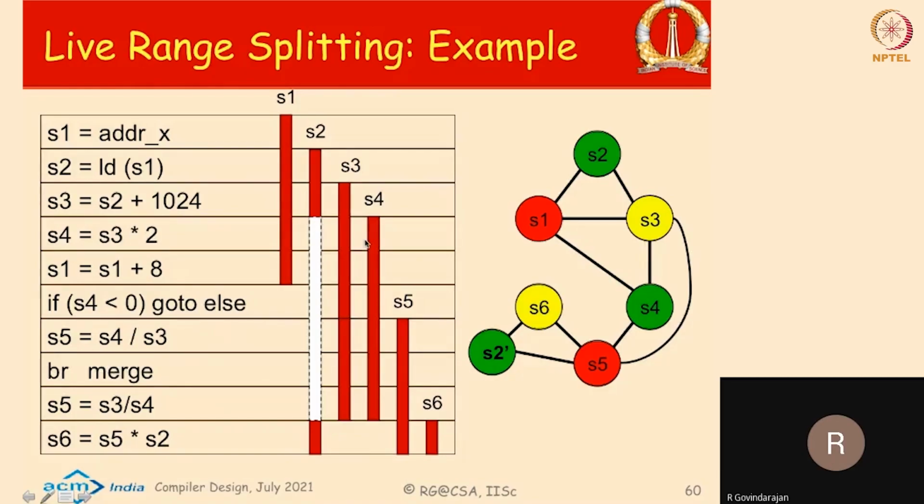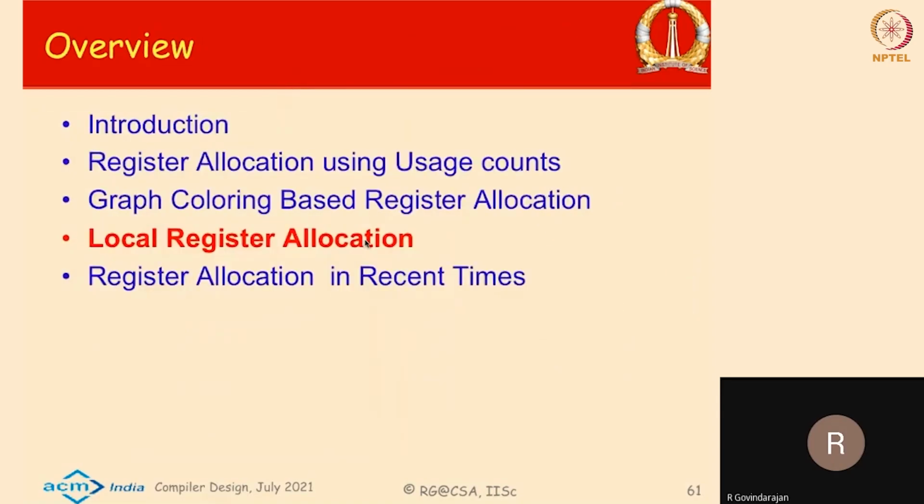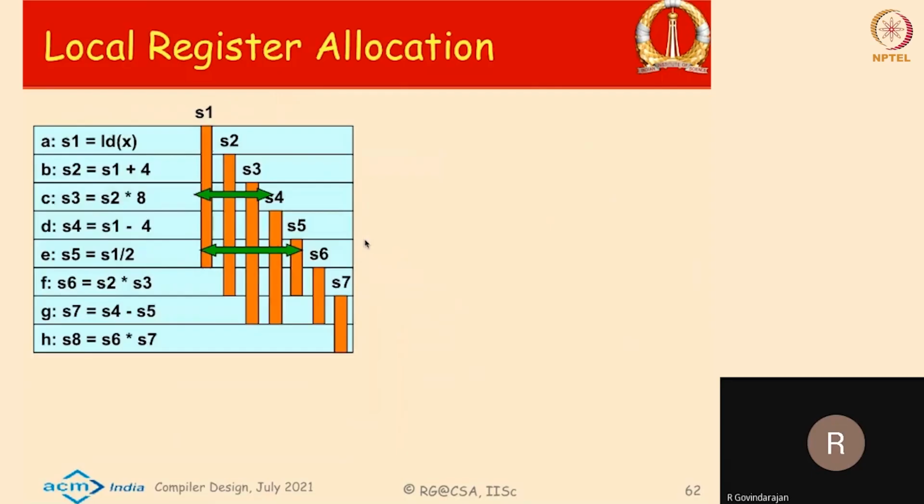Okay, so this is again another technique, an extension that they use to improve the Chaitin's graph coloring algorithm. Okay, very briefly, I will talk about local register allocation. Local register allocation is register allocation within a basic block.